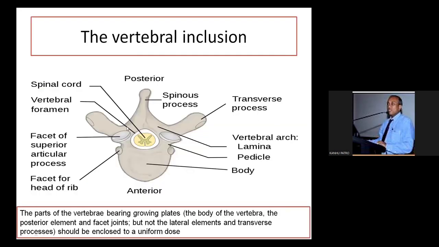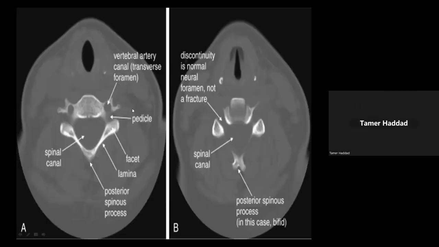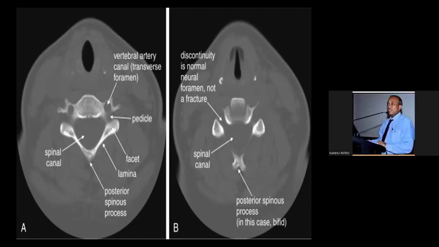So as you know, the vertebral body, this is the intervertebral foramen. So this area you have to include. If you don't include this area, your contouring will be wrong. So this is the intervertebral foramen space you have to include.